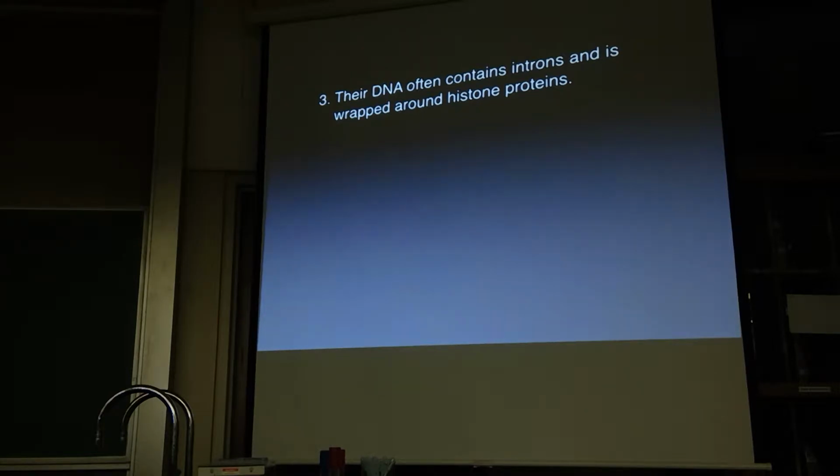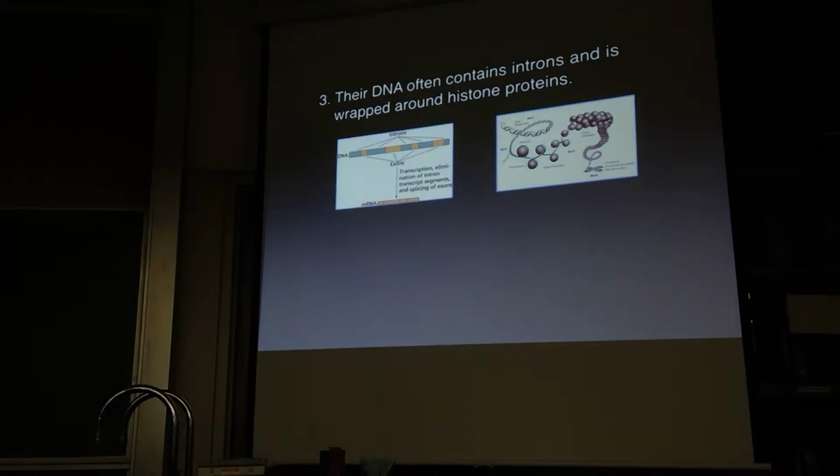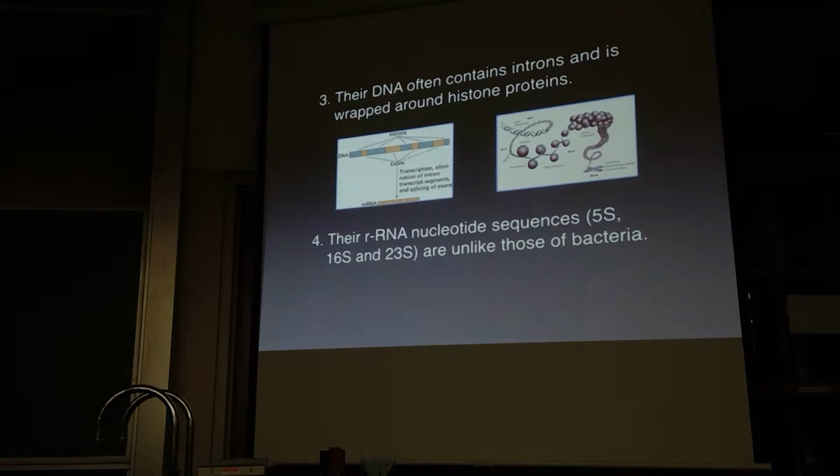Also, archaea at least sometimes have introns. Apparently bacteria don't. Introns are the segments of DNA that end up not coding for protein formation. Introns get cut out and exons get connected together. That involves spliceosomes. I mentioned spliceosomes when talking about eukaryotic cell structures, but we'll talk about them more when we get into the genetics section. So there we see histone proteins and introns that get cut out, and then exons get hooked together. And as I said, the nucleotide sequences in their ribosomal RNA are not like bacteria.